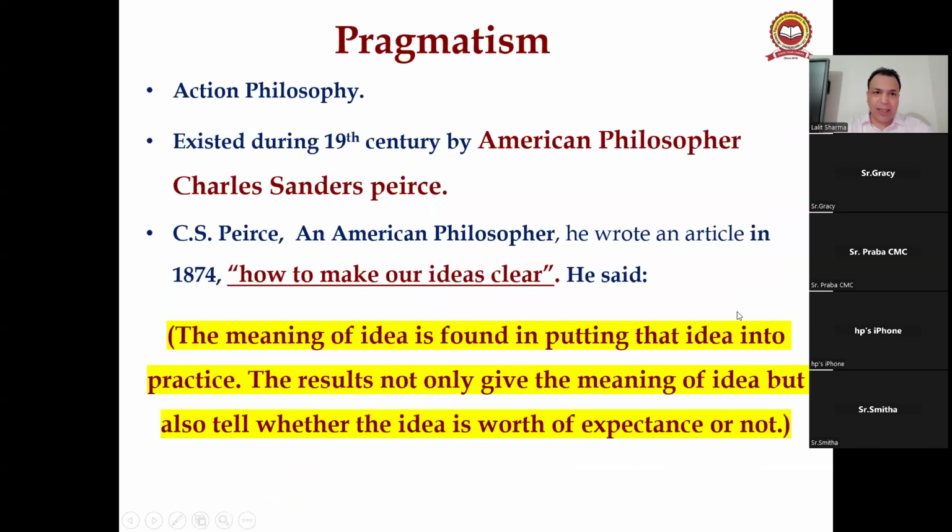In the next slide, what is pragmatism? Pragmatism is an action philosophy. It existed during the 19th century through an American philosopher, Charles Sanders Peirce. C.S. Peirce, he is an American philosopher. He wrote an article in 1874, How to Make Our Ideas Clear. He said, the meaning of an idea is found in putting that idea into practice.